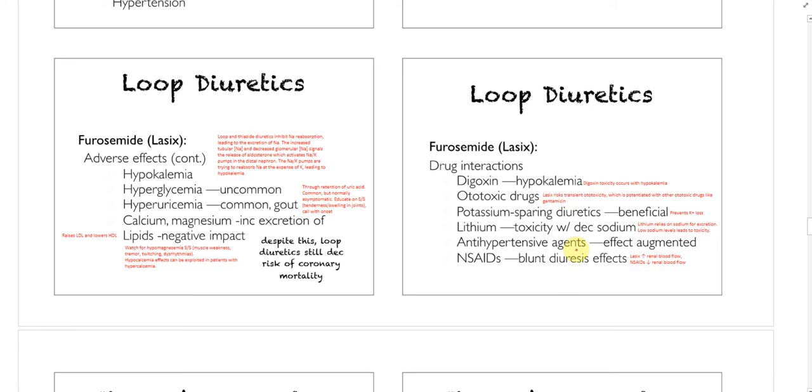And then antihypertensive agents, ACE inhibitors, ARBs, they work together well to help maintain antihypertensive actions with Lasix, so we're good there. Be careful taking NSAIDs with loop diuretics, because NSAIDs are going to cause, as with virtually all COX inhibitors, renal artery constriction, leading to a lack of renal perfusion. And so it's basically going to limit how much of an action loop diuretics can have on fluid loss.